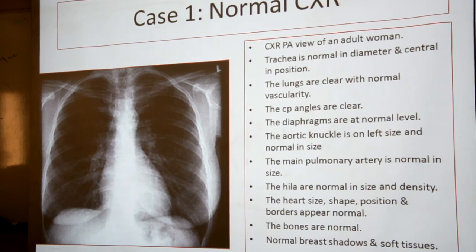Both breast shadows are clearly seen. The clavicles, ribcage, and other bony elements appear bilaterally symmetric and normal, and the soft tissues are normal.